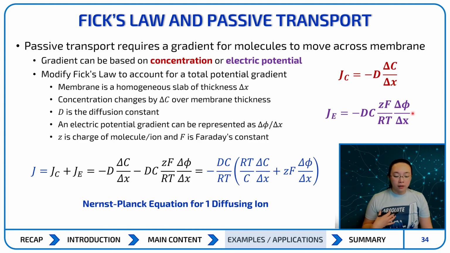Now, if I'm looking at passive transport as a whole, I have to look at the total amount of flux coming from the concentration gradient and the electric potential gradient. That means I just add them together. In blue, my total flux is equal to the two of these added together. If you combine these two equations, this equation in blue is called the Nernst equation for one diffusing ion. That's also a very famous equation, and it involves the combination of two fluxes from two gradients.